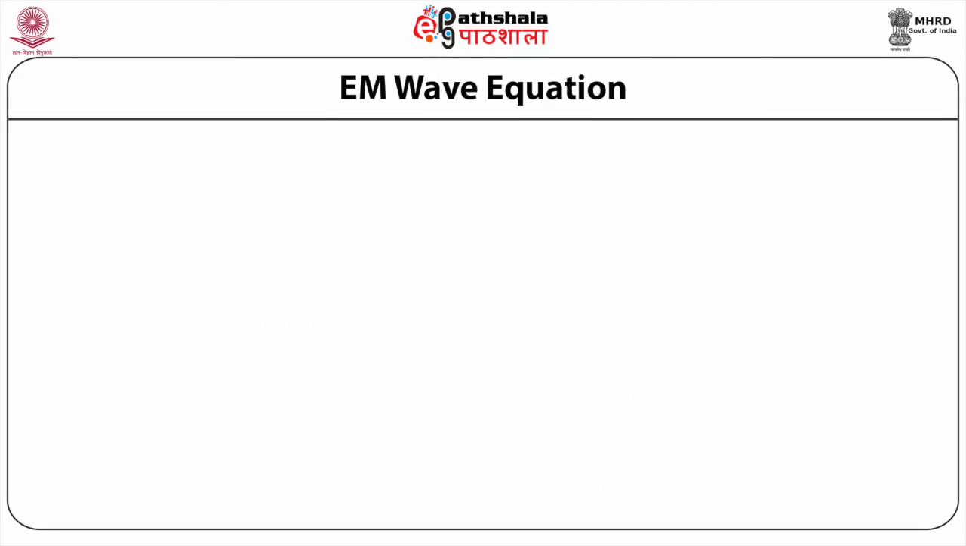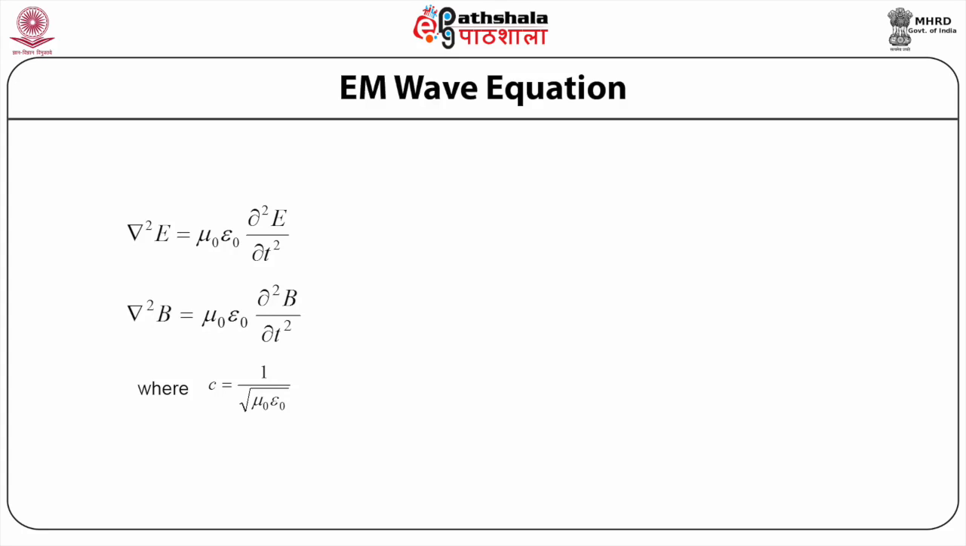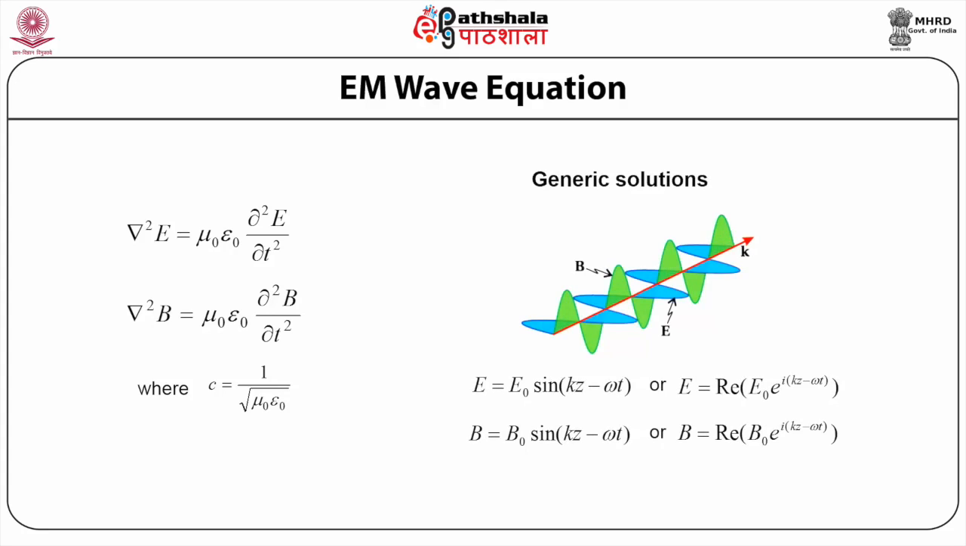Now from the 4 Maxwell's equations, a wave equation called electromagnetic wave equation can be readily derived, and that for the electric field component is del square E equals mu naught times epsilon naught times double derivative of the electric field component. Similarly, for the magnetic field component, del square B equals mu naught times epsilon naught times double time derivative of the magnetic field component.